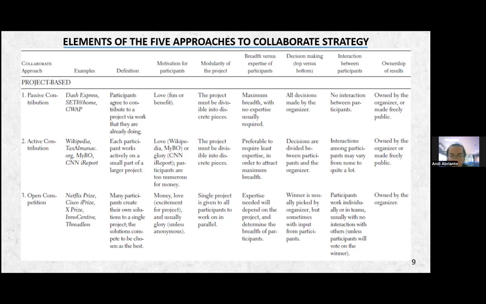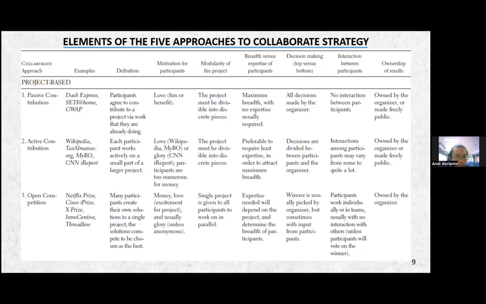Because of their passive nature, all decisions, such as how to manage the data or results, are made by the organizer. And there is little or no interaction among participants. The results of the collaboration are owned by the organizer, although they may make them freely available to the public.